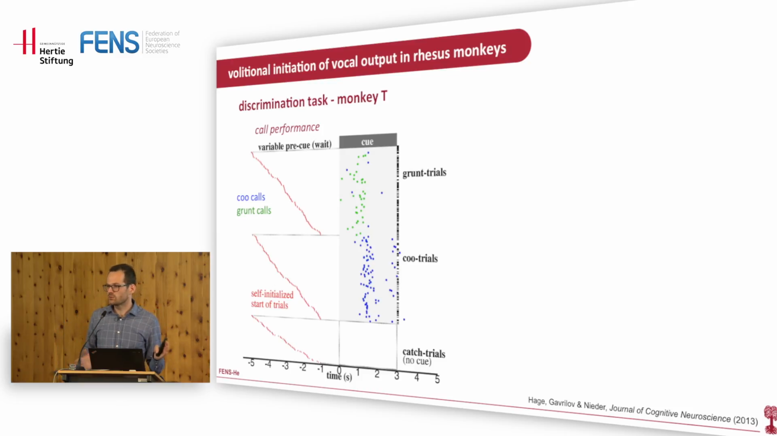From now on I just have to talk about monkey T, so about Torkel, because we were able to train the animal to perform this task. The other animal wasn't able to do it. So it really seems that this behavior was somehow the limit you can get these animals to control the vocal output. However, in this animal, I think it was still pretty convincing.